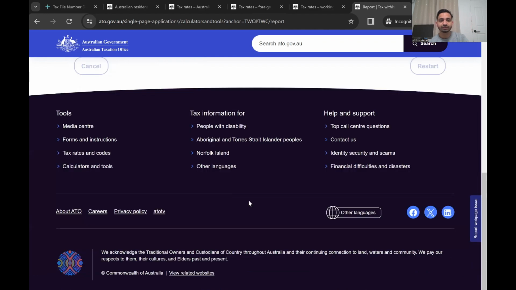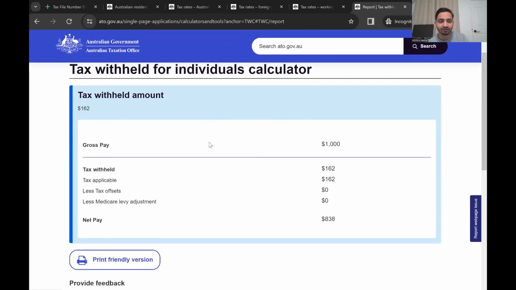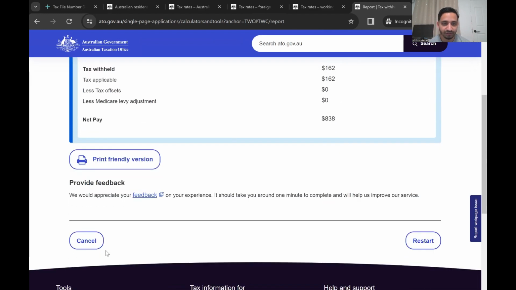So it's going to give you how much tax is going to be withheld. Now, the amount that will be withheld from your pay is going to be $162, which is 16.2%. And your net pay is going to be $838. All right. So that's the amount that should be charged from your pay. Now, you can use this calculator and put in your weekly gross income, and you can calculate how much tax you should be paying now that you know all of this information.